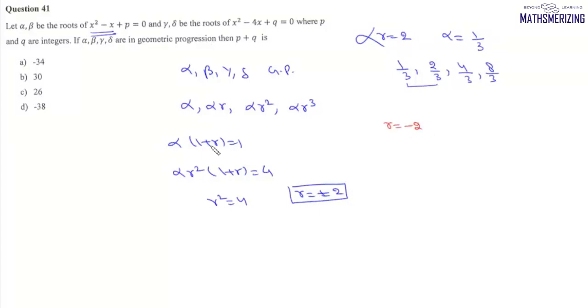So if the value of r is minus 2, then the value of alpha is simply minus 1. Then the roots are minus 1 and 2, and minus 4 and plus 8. Now we can find p, which is the product of roots of the first equation, which is minus 2, and q, which is the product of roots of the second equation, which is minus 32. Now what is the value of p plus q? The value of p plus q will be simply minus 34, and that's your option A.